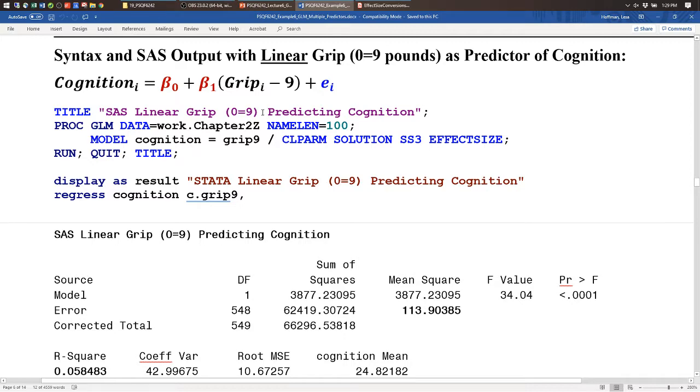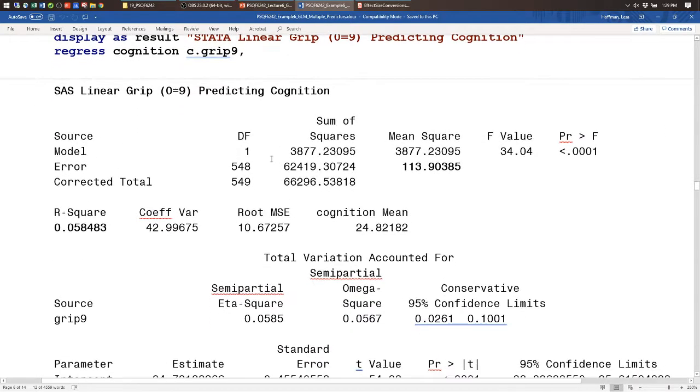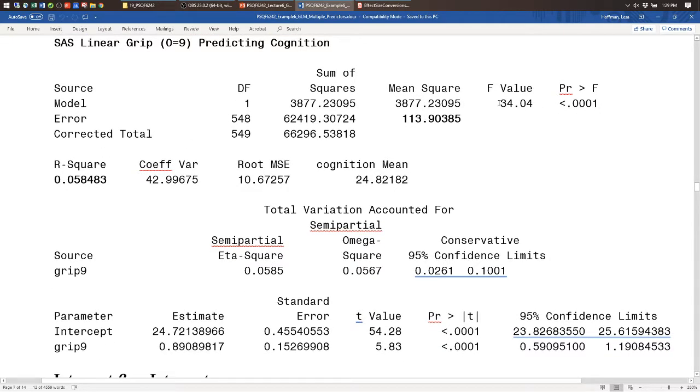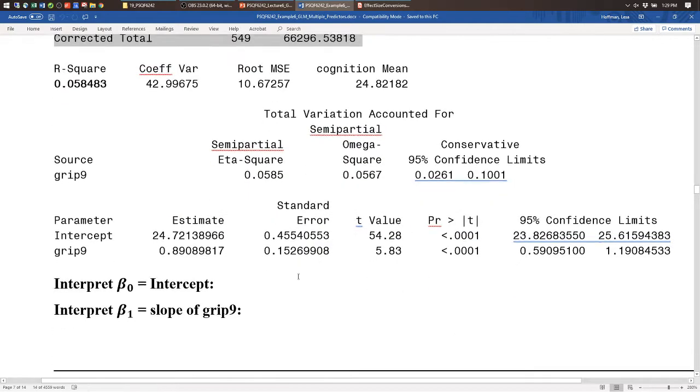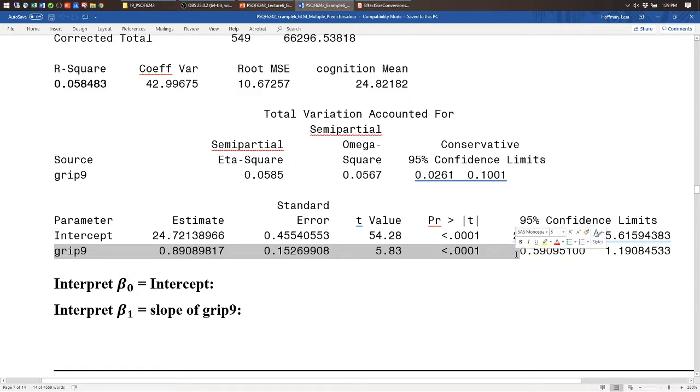Looking at each of these individually to see what matters. Grip strength results in a significant model. The square root of my F for the model is my T for grip strength. The standardized slope for that grip strength slope would be the correlation between grip and cognition.